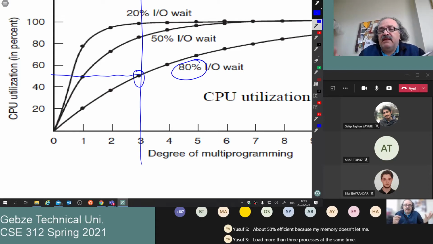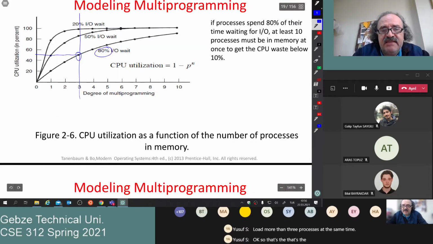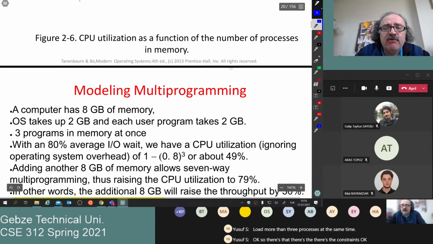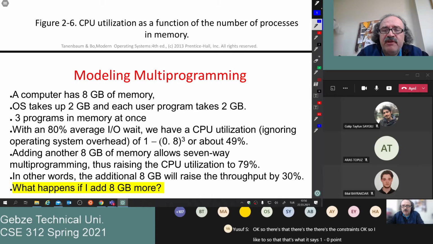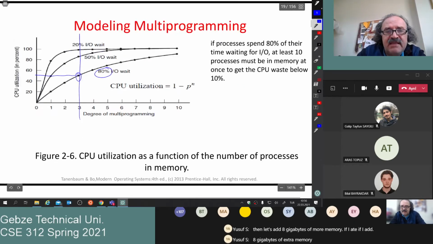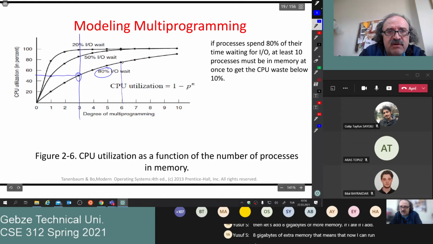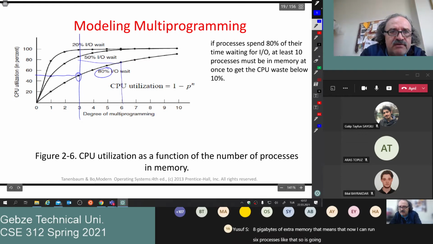Okay, so that's the constraints. So that's what it says. 1 minus 0.8 over 2 is about 50%. So let's say if the memory is not enough, then let's add 8 gigabytes more memory. If I add 8 gigabytes of extra memory, that means that now I can run 6 processes like that. So it's going to be around 80%.